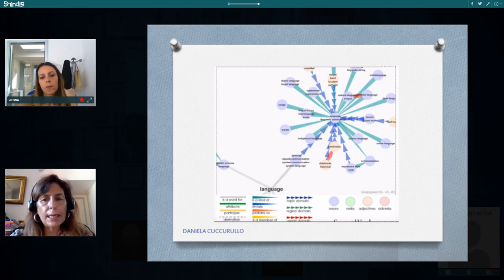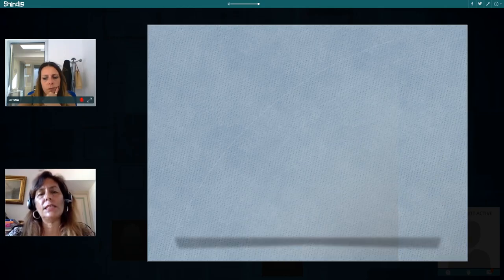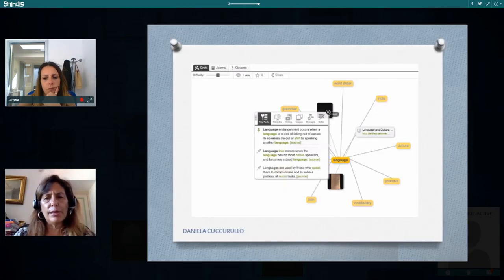The next one is the example of Instagram. The previous was from Snappy Words. The second one is from Instagram. Instagram is even better because it not only gives the definition of different words. If you see the hotspots, the yellow ones are hotspots where you can click and scroll the mouse on and you can have the definition.